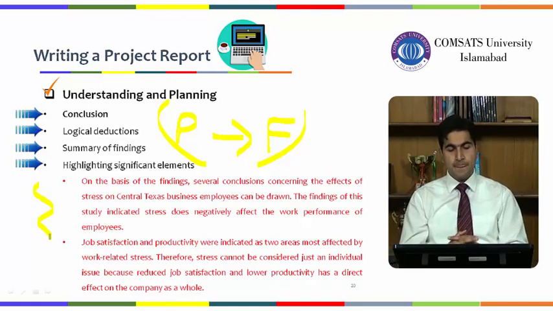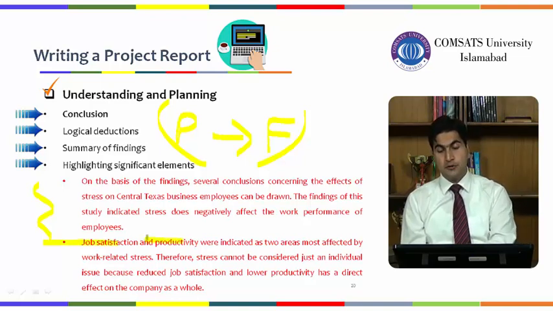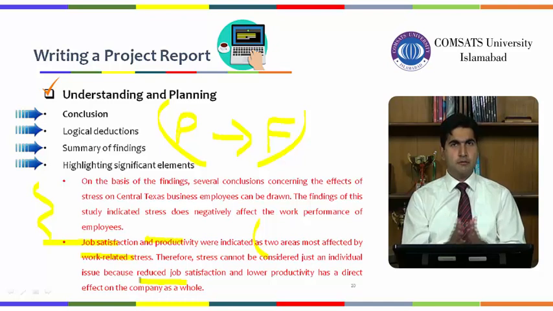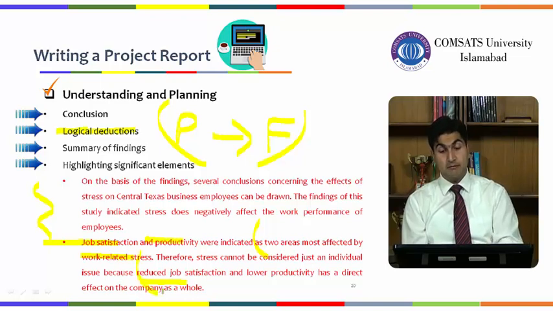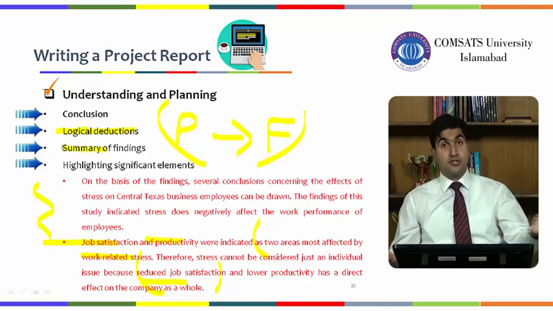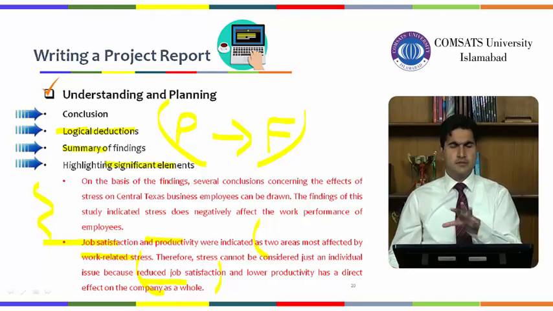As in this case, on the basis of the findings, several conclusions concerning the effects of stress on business employees can be drawn. The findings of the study indicated that stress does negatively affect the work performance. Job satisfaction and productivity were indicated as two areas most affected by work-related stress. Therefore, stress cannot be considered just an individual issue, because reduced job satisfaction and lower productivity has a direct effect on the company as a whole. Beautifully summarized. Now, you are on one end highlighting it and logically deducing that it has a big effect on the company as a whole. This is deduction based on the summary of the findings. So you are summarizing and logically deducing and highlighting the significant elements. That's the way you write it.